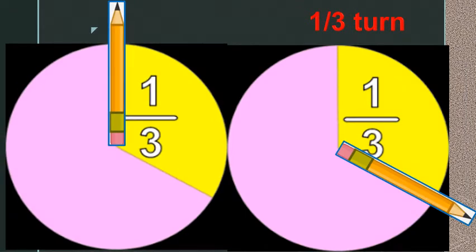A pencil is given with its pointed part facing upwards and its rubber part facing downwards. After giving 1/3 turn to this pencil, the pointed part of the pencil will now be facing the bottom right side.